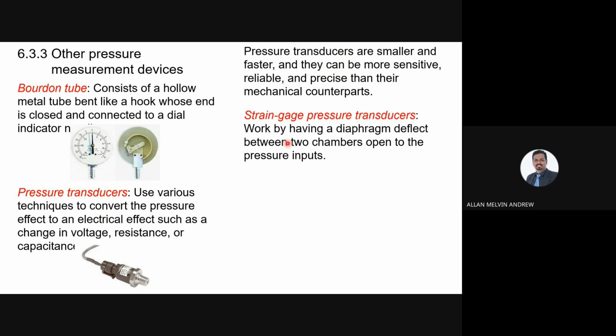Then we also have strain gauge pressure transducers. Strain gauges are normally based on deformation of something, so it will detect the deformation. Based on the deformation, it will relate it with the pressure. It works by having a diaphragm deflect between two chambers open to the pressure input. So it can be just an opening or closing of something. When it opens, it will check how much strain is measured, or it can be because of deformation.